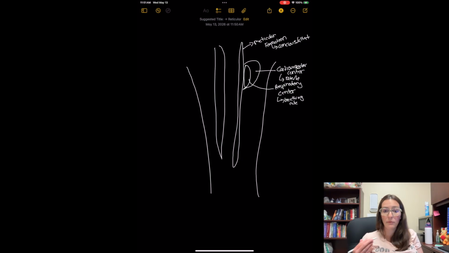So if I'm staying conscious, when I'm awake, my blood pressure has to go up, my heart has to beat faster. When I'm sleeping, I'm breathing differently than when I'm awake and conscious. So we're going to have those two structures there.